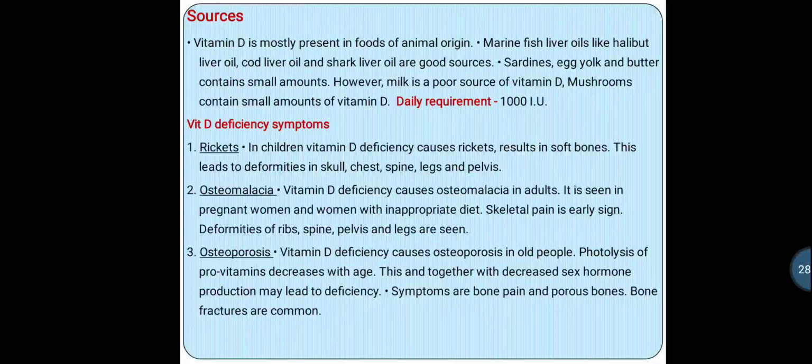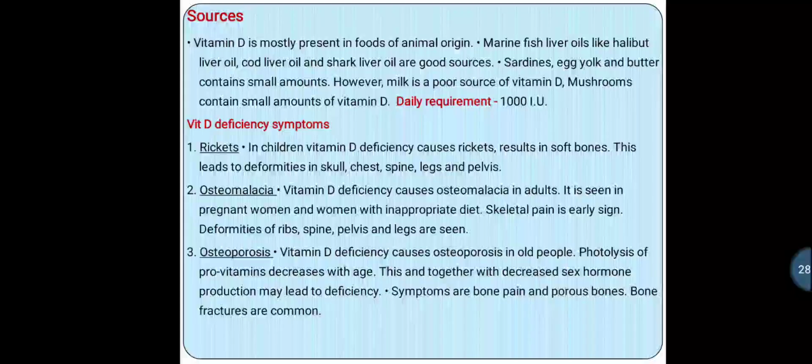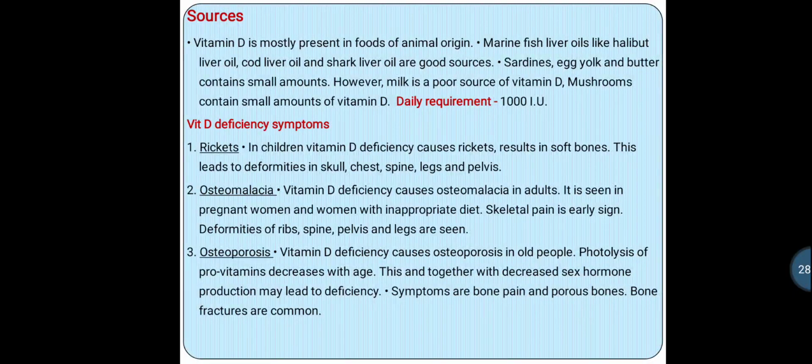So there is a pain in the skeleton, and deformities of the ribs, spine, pelvis and the legs are seen. So generally rickets occurs in children and osteomalacia occurs in adults. The next one is osteoporosis. Again, this osteoporosis occurs in old people.